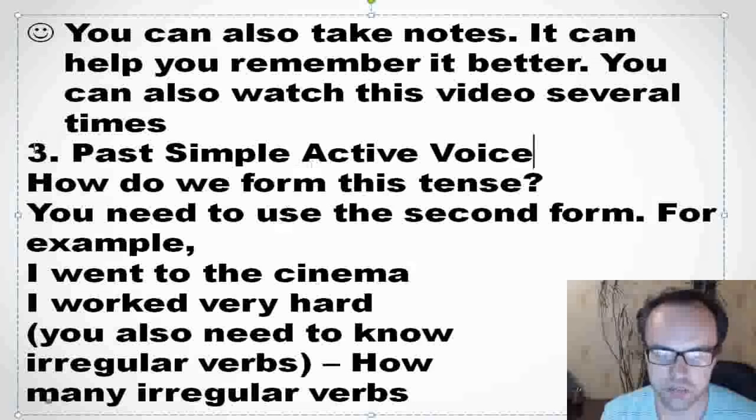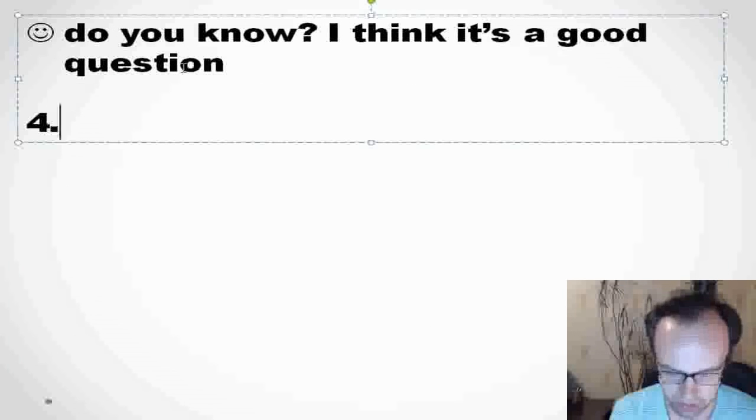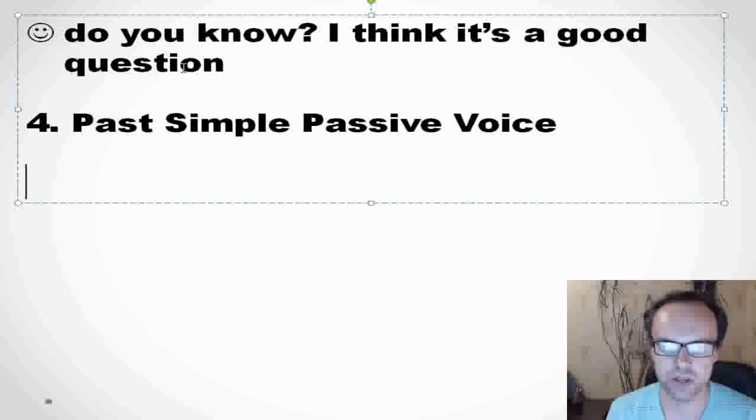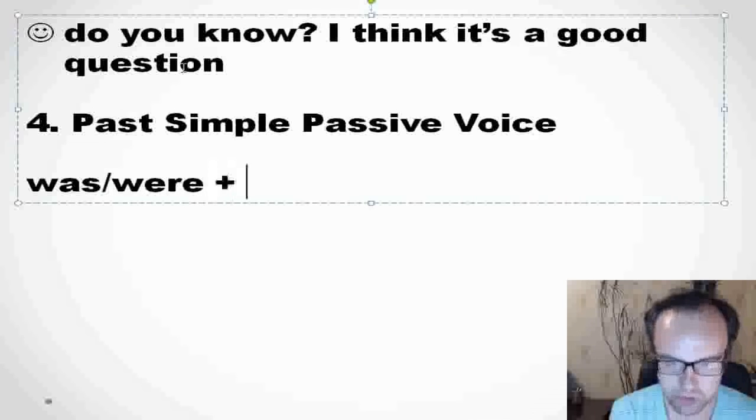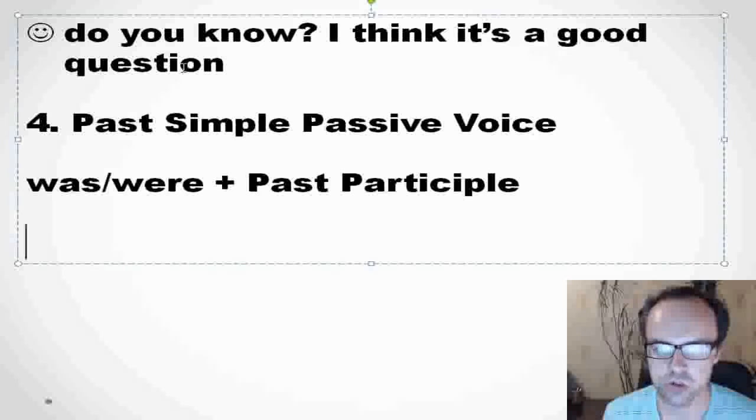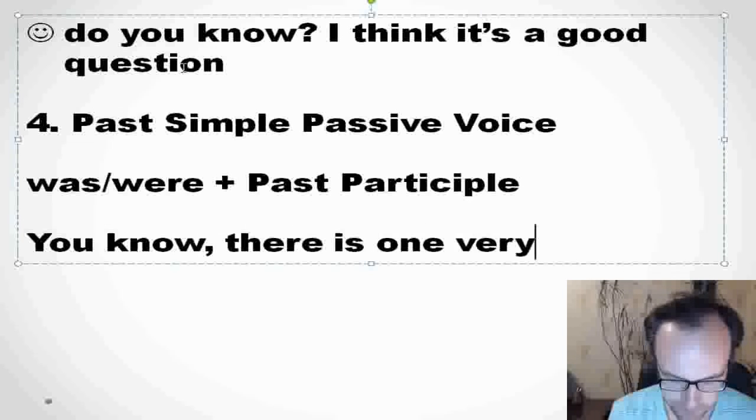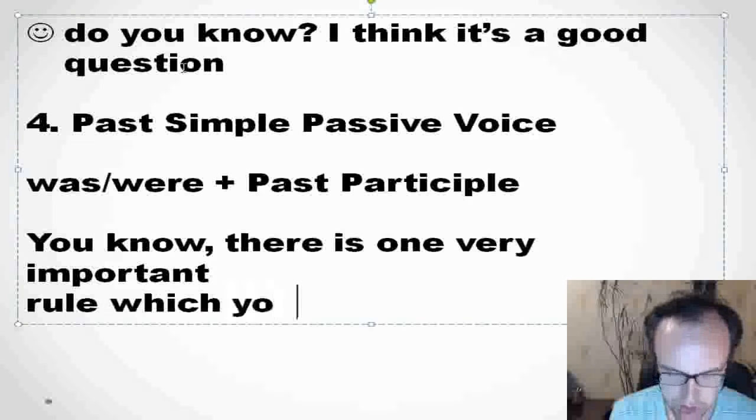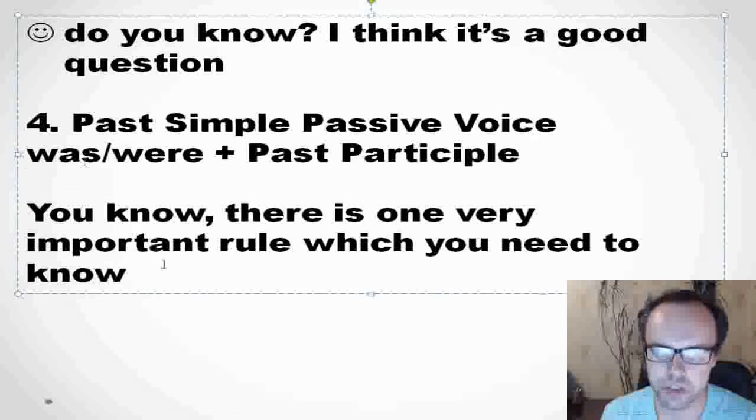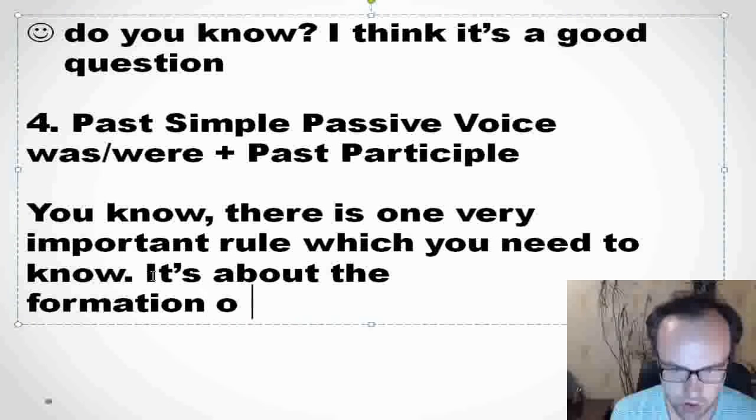Okay? Let's talk about past simple passive voice. How do we form it? Was or were plus past participle. You know, there is one very important rule which you need to know. It's about the formation of passive voice.